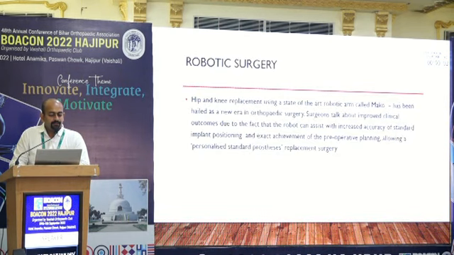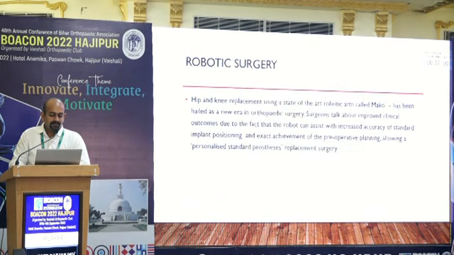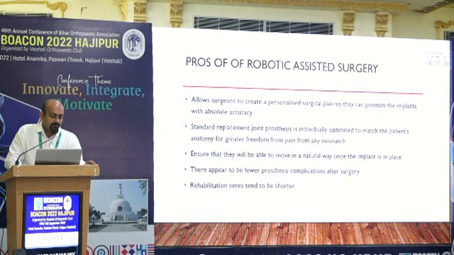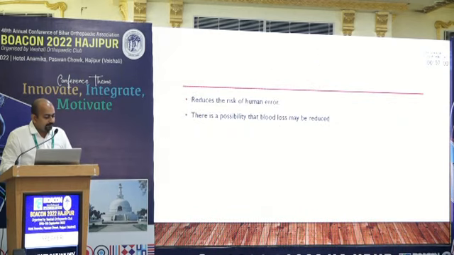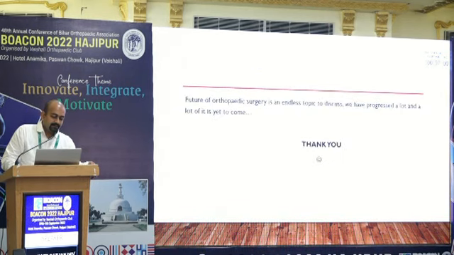We have come down to robotic surgeries, hip and knee replacement using a state-of-the-art robotic arm. MAKO arm is being extensively used nowadays, but definitely it comes with its pros and cons. It allows us to create personalized surgical plans, so position of implants with absolute accuracy, but the learning curve is high and the cost is very high. So is it really advisable to go for a robotic surgery? It's an endless and lengthy topic to discuss.